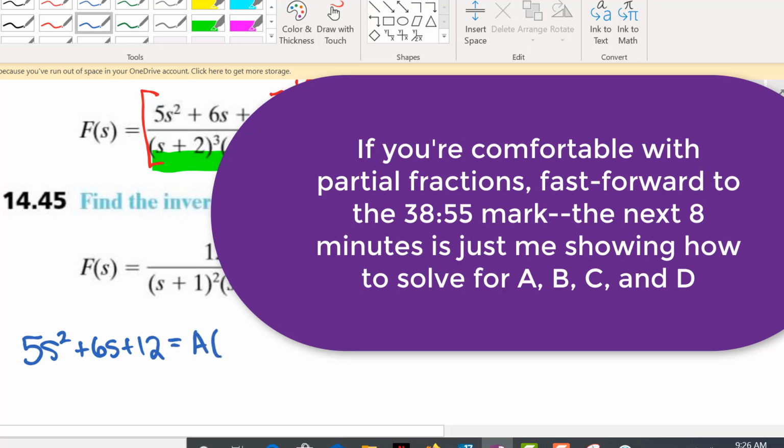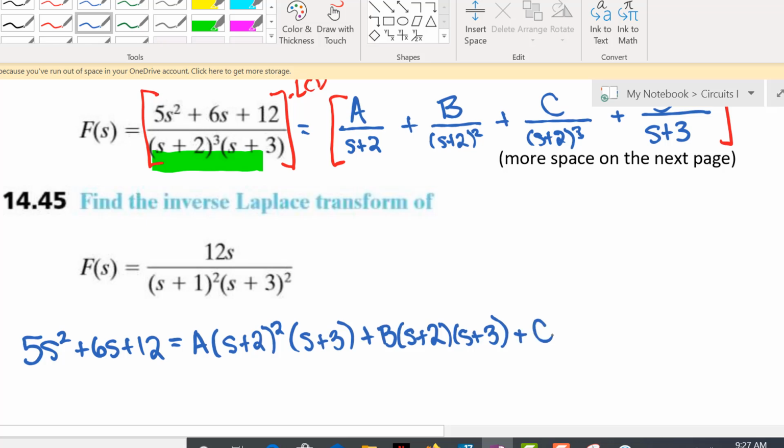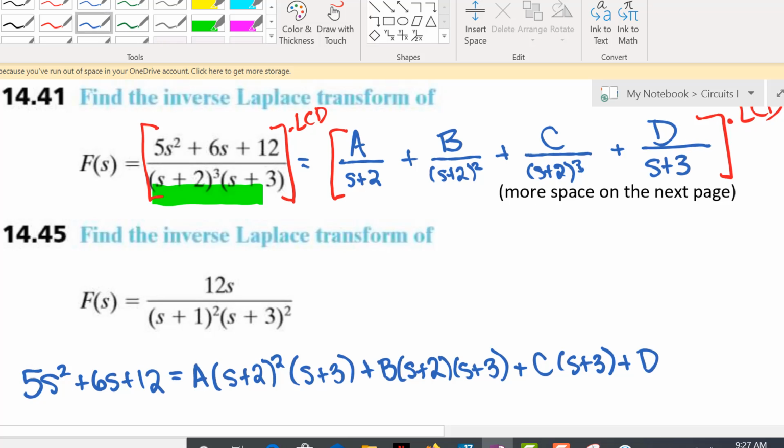So what does the a need to be multiplied by? Well, only one of the factors of s plus 2 will cancel, so there will still be an (s plus 2) squared and an (s plus 3). The b cancels 2 of the factors of s plus 2, but there's still 1 left. The c, all of the s plus 2's are gone, but the s plus 3 is left. And then the d, the s plus 3 cancels, but all of the s plus 2's are there.